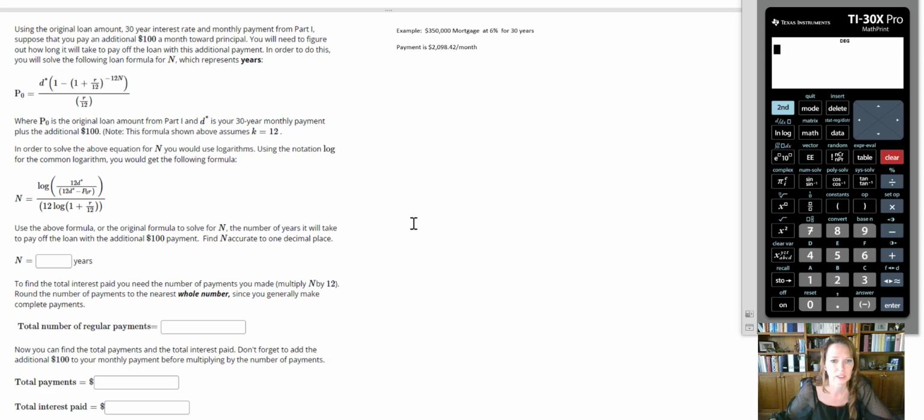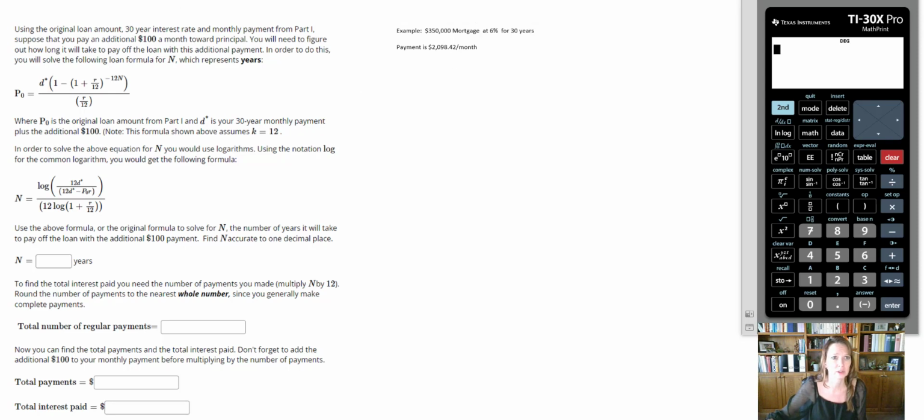Hi everyone, I'm going to show you an example of how to do part 5 on the finance project. So I'm giving an example here of if you had a mortgage that was for $350,000 at 6% for 30 years, and you've already calculated what the payment is going to be, $2,098.42. So when we solve for how many years, if it will take if I add an additional $100 payment.